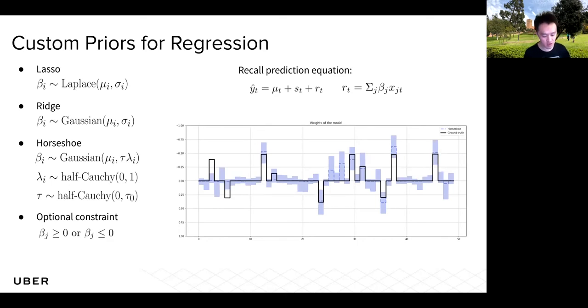Back to the regression, thanks to the power of probabilistic programming languages, we can now make the regression reusable and modularized as a component in the package. The user can pick different priors, such as lasso and ridge, and we are experimenting with the horseshoe prior as well. A user can also specify a constraint, like a strictly positive or strictly negative coefficient.